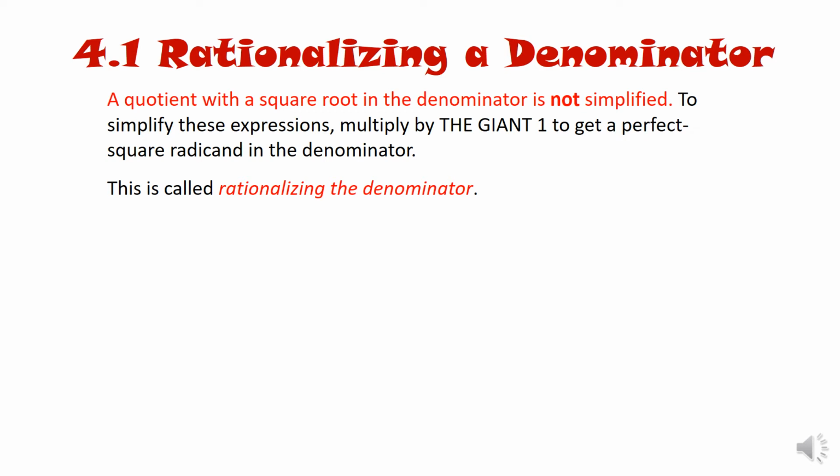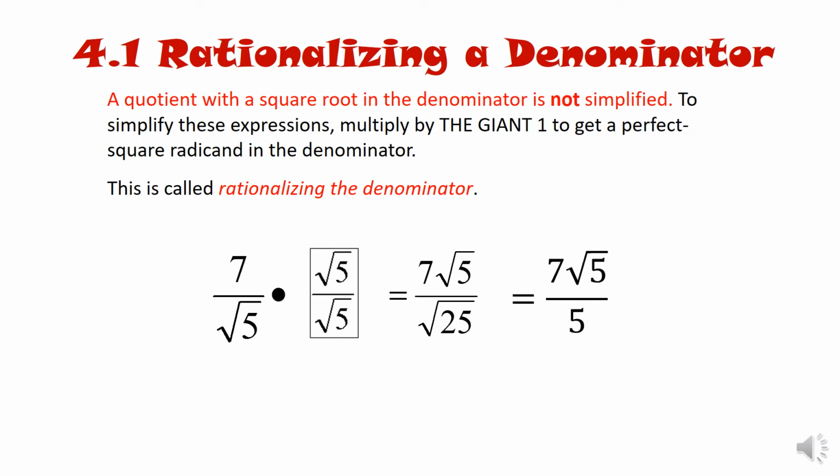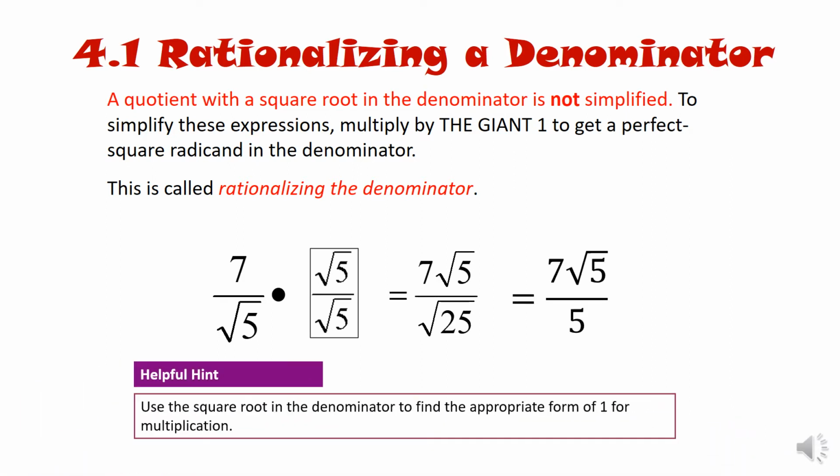This is a continuation of 4.1, where we ended up by rationalizing a denominator. It was explained that you cannot leave a radical in the denominator, so you choose a giant 1. And if you notice right here, it gives you a big hint. It says you use the square root in the denominator to find the appropriate form of the giant 1 for the multiplication. So that's just a reminder of rationalizing a denominator.